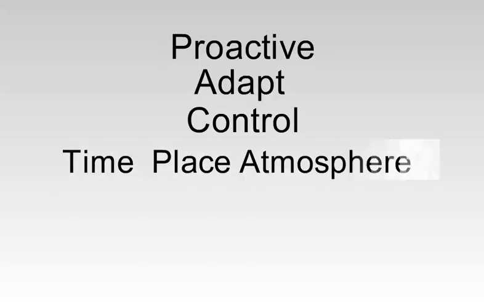Now let's look into how we can read faster and better. To read better and faster, you must be proactive. By that I mean you've got to look ahead. You've got to take action in anticipation. You've got to adapt. And you want to adapt and control. You control your time. You control the place. You control the atmosphere where you're reading.